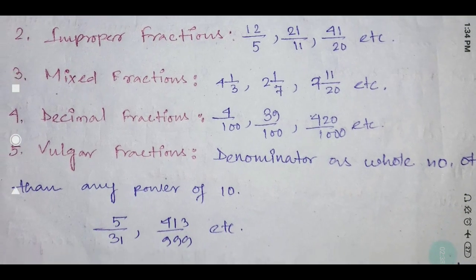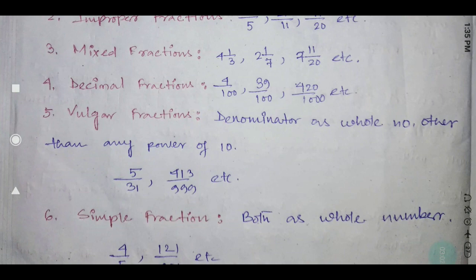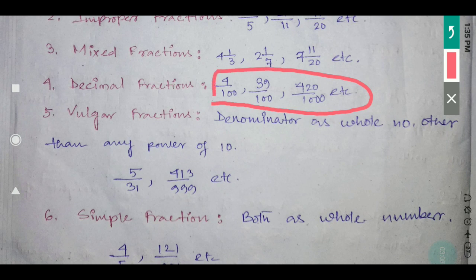Decimal fraction means whenever the denominator is 100 or a multiple of 10, then it is called a decimal fraction. Okay, so 4 by 100, 3 by 100, or 420 by 1000, any number, if the denominator is a power of 10, then it is called a decimal fraction. Vulgar fraction: the denominator is a whole number other than a power of 10. Decimal fraction means the denominator should be a power of 10. But for a vulgar fraction the denominator can be any whole number, except a power of 10. That is called a vulgar fraction.